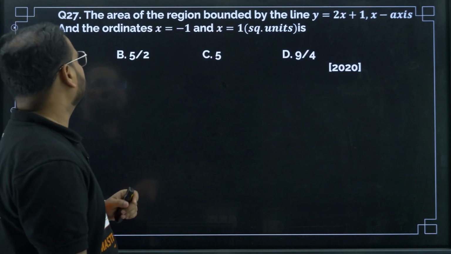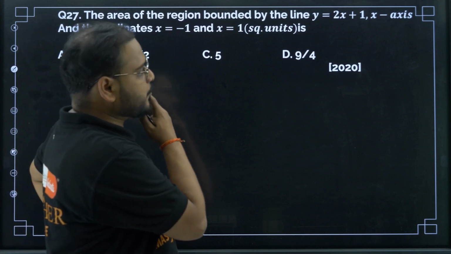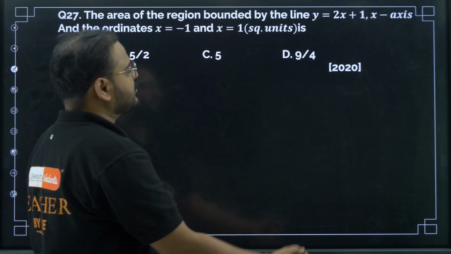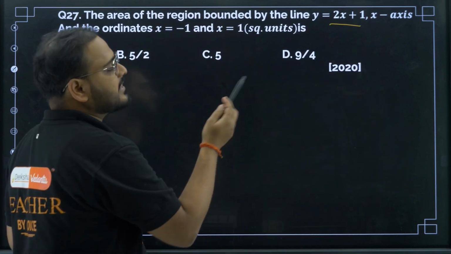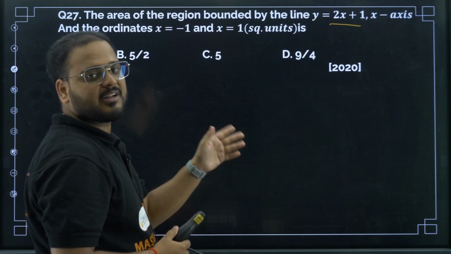So question 27, last 3 questions, let's solve it. The area of the region bounded by the line y equal to 2x x-axis. If you check this line, again you have to check for when this is negative. So check where it is 0. Before that point it will be negative, after that it will be positive.